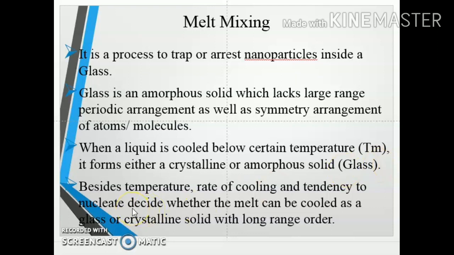Besides the temperature, the rate of cooling and the tendency to nucleate decide whether the melt can be cooled as a glass or a crystalline solid with a long range order. So the temperature maintenance decides whether a crystalline solid or an amorphous solid glass is to be formed.